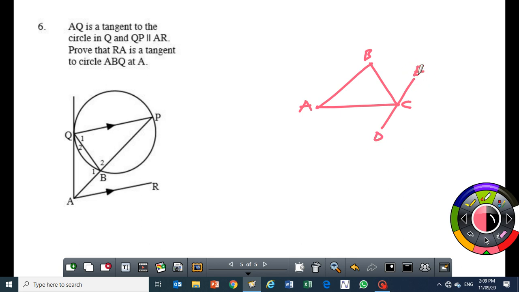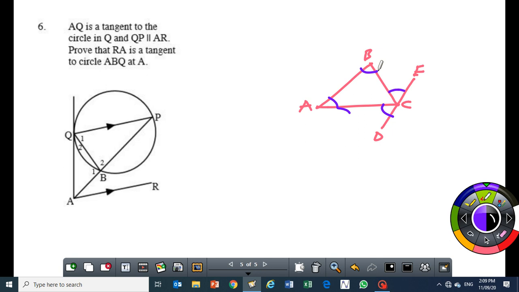it means you can either prove that this angle is equal to that, or you can prove that this angle is equal to that. If that is true, then you can say, therefore, this line, in this case DE, is a tangent because of the converse of the tan chord theorem. So let's do this question.